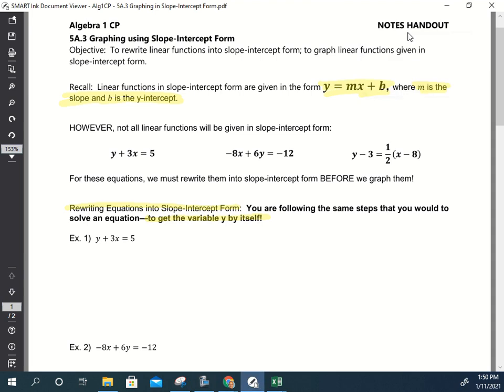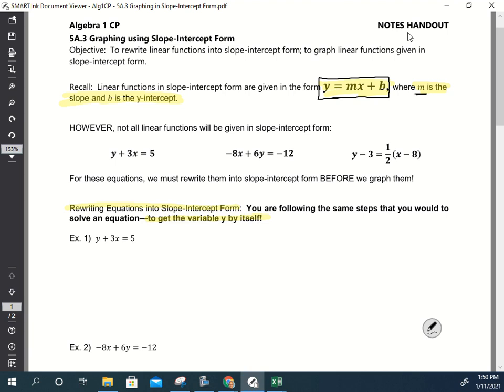So, section 3 of this unit focuses on now using slope-intercept form and still graphing, but only now we're going to rewrite the function into slope-intercept form. So a couple things to remind ourselves about. Slope-intercept form is y equals mx plus b.